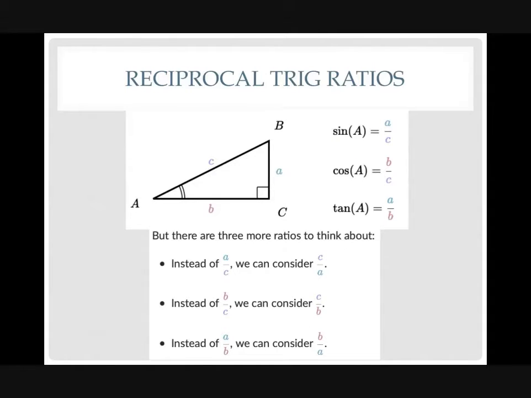Reciprocal trig ratios. Reciprocal trig ratios is a flipping of a fraction. So instead of A over C, it's now C over A. Notice how we've replaced the words hypotenuse, adjacent, and opposite with A, B, and C.